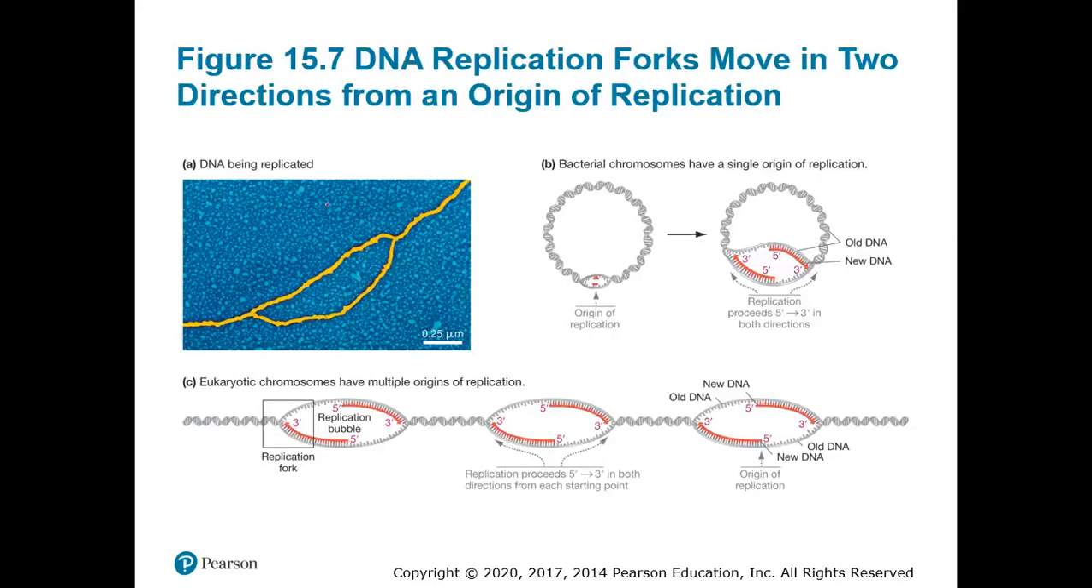So here's what that looks like. You can see the replication bubble right here. We can see it down here as well. And this little area right here is the replication fork. Same thing right here, this little area, replication fork. And as we pull that bubble bigger and bigger, that fork is going to move, and we're going to grow this replication bubble in two distinct directions.